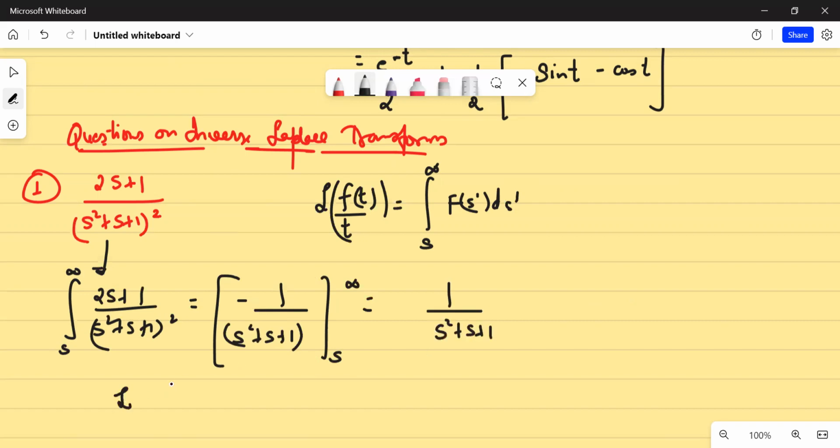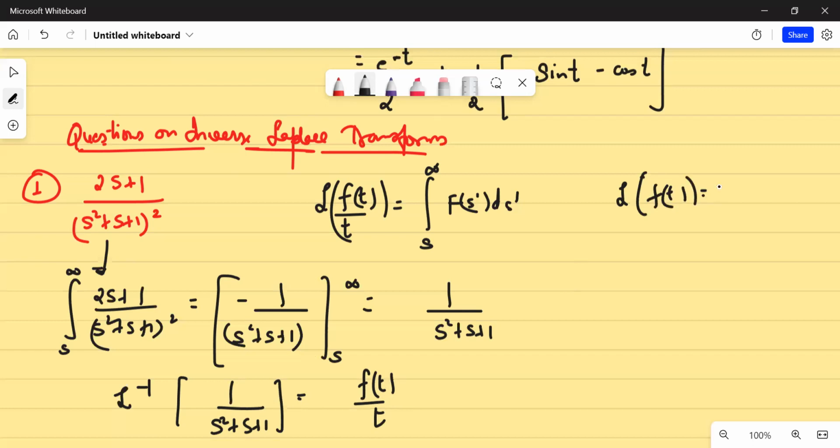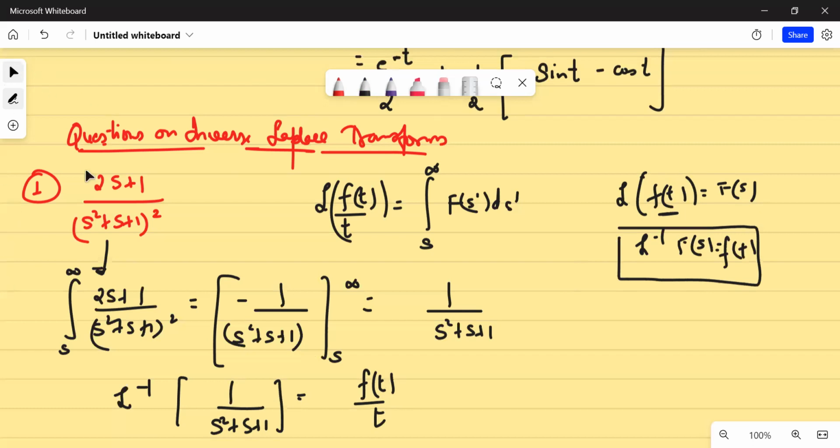So what would be the Laplace inverse of this integration, which is 1 upon s square plus s plus 1? It would be simply f(t) upon t. And what is f(t)? If the Laplace transform of f(t) is F(s), then f(t) is the Laplace inverse of F(s). This is what we want to find. So what would be the Laplace inverse of this particular thing?